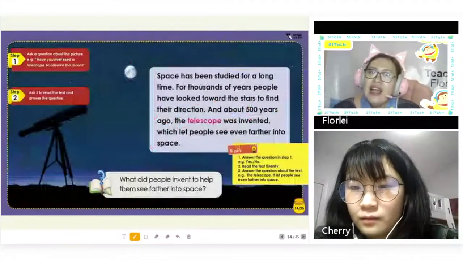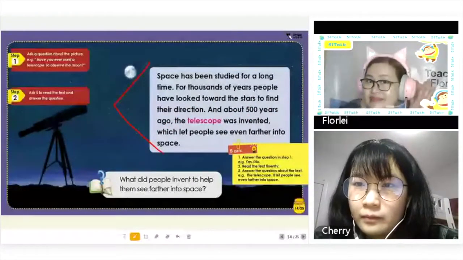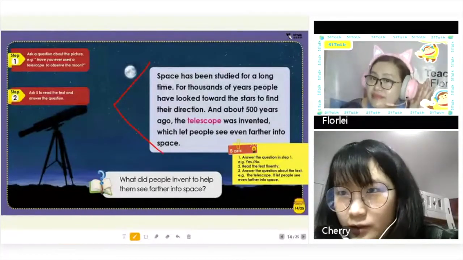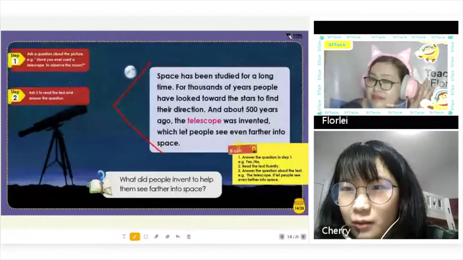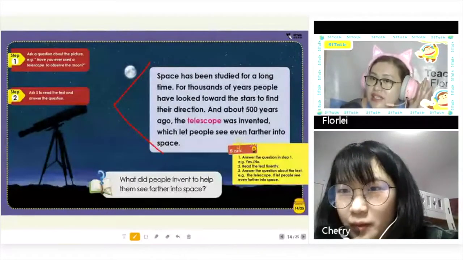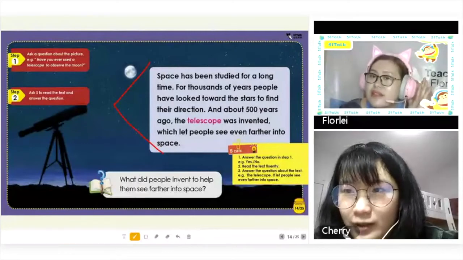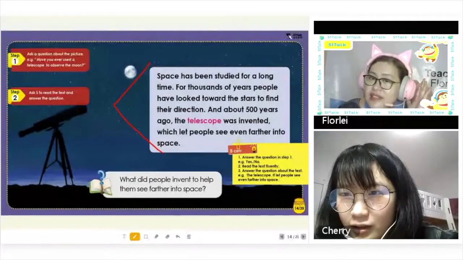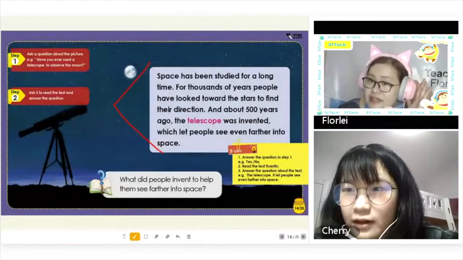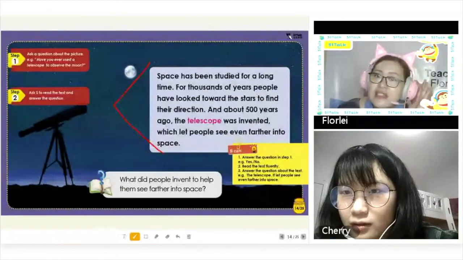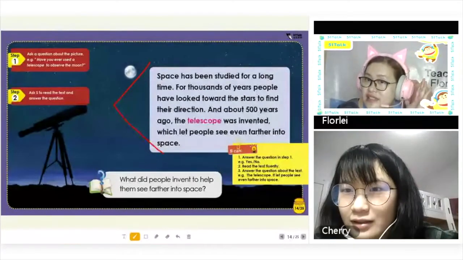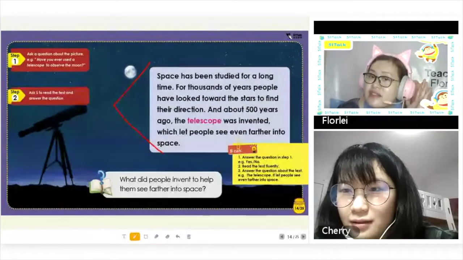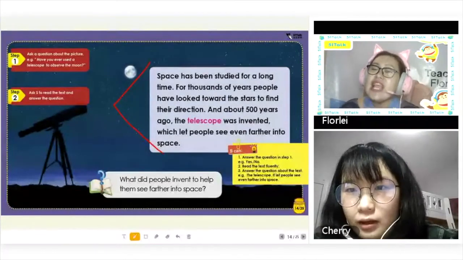Okay, let's read. Space has been studied for a long time. For thousands of years, people have looked toward the stars to find their direction. And about 500 years ago, the telescope was invented, which let people see even farther into space. Thank you for reading that.